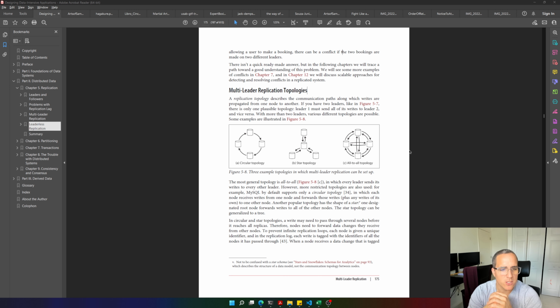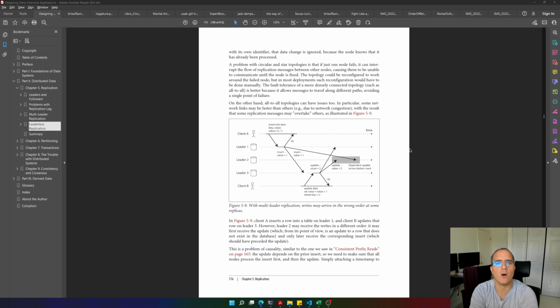To prevent infinite replication loops, each node is given a unique identifier, and in the replication log, each write is tagged with the identifier of all the nodes it has passed through. When a node receives a data change that is tagged with its own identifier, the data change is ignored, because the node knows that it has already been processed.